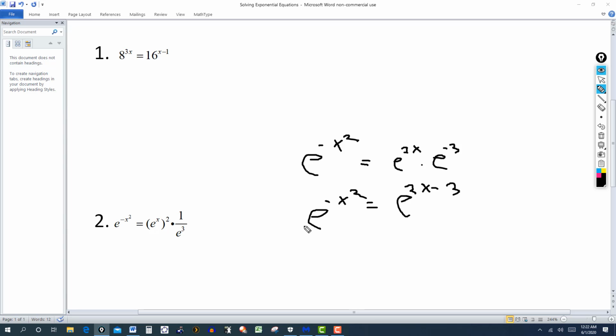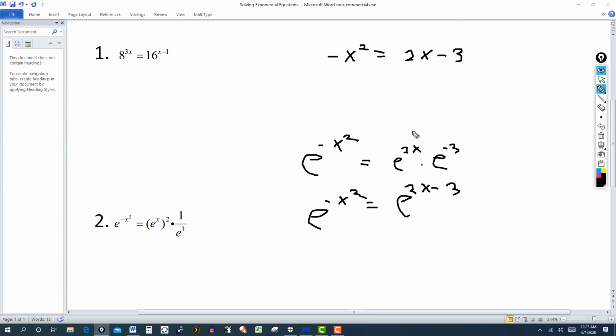Okay, now I have the same base here. So that means the base is the same on both sides. That means the exponents have to be the same. So I'll just write it up here. That means that minus x squared has to equal 2x minus 3.